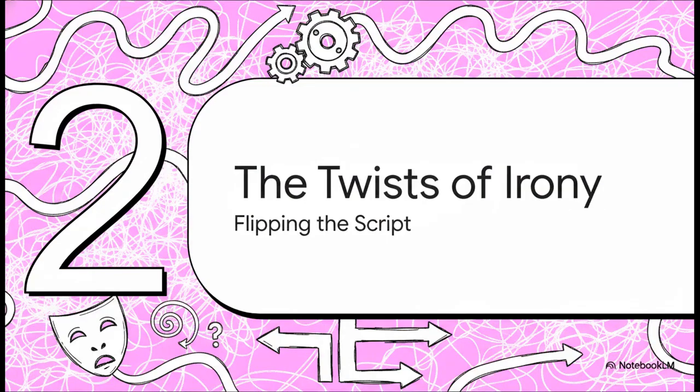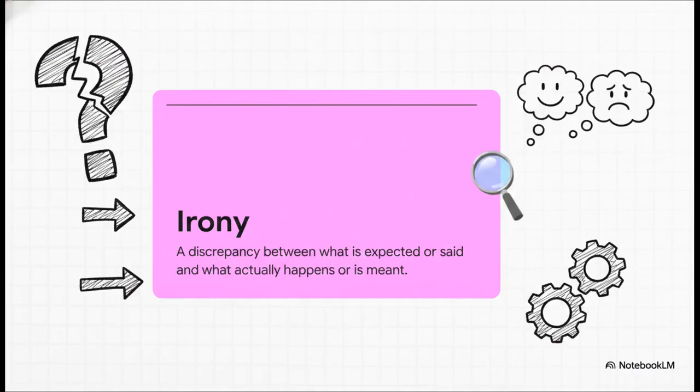Moving right along to number 2, the twists of irony, flipping the script. You hear the word irony thrown around a lot, but what is it structurally? Well, irony always involves a discrepancy. It's that jarring feeling when things just don't quite fit together. Basically, it's a mismatch between what you expect to happen and what actually happens, or between the words someone says and what they actually mean.